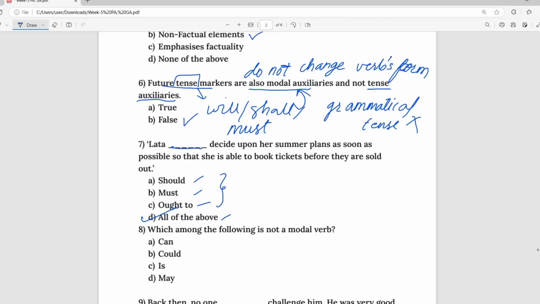If you put should, Lata should decide upon her summer plans. It comes under a suggestion or advice. And if you put in must, it becomes strong necessity or obligation. Lata must decide upon her summer plans. It becomes strong necessity. And if you put in ought to here, it becomes moral obligation, something related to morals. Lata ought to decide upon her summer plans. Maybe like it is the right thing to do or something. So all these three fit in but it changes a little bit of the meaning.